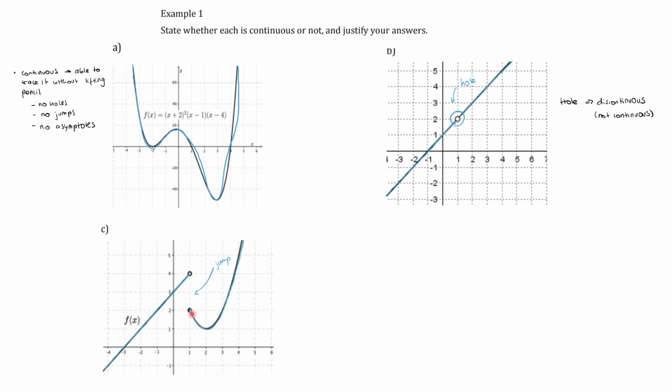Okay? So again, if I have a hole, if I have a jump, then this means that the function is discontinuous. This is known as a jump discontinuity. And so the function is discontinuous.